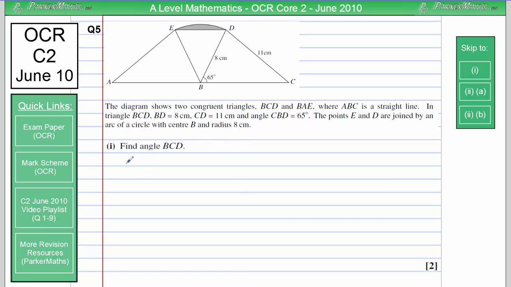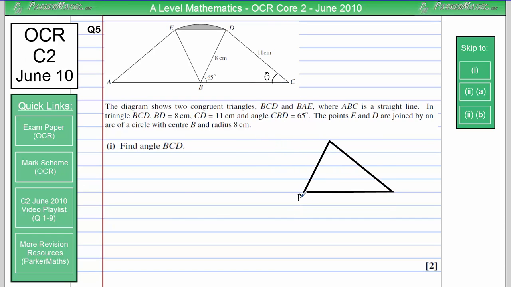In part 1, we need to find angle BCD. So this is quite a wordy question, but it's not really saying much for part 1 other than find angle BCD. Going from B to C to D, that means we're trying to find this angle here, which I'll label theta. I'm just going to quickly redraw this triangle.